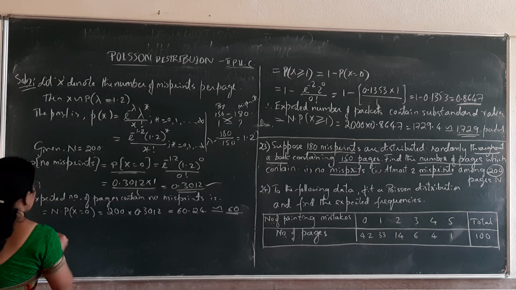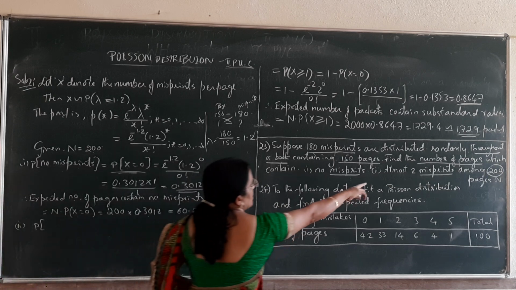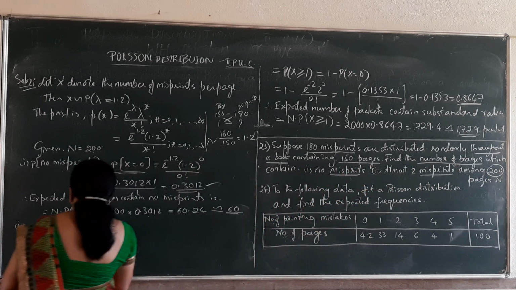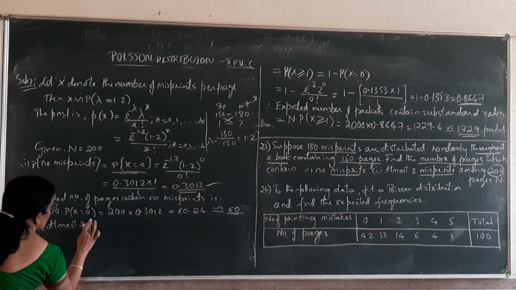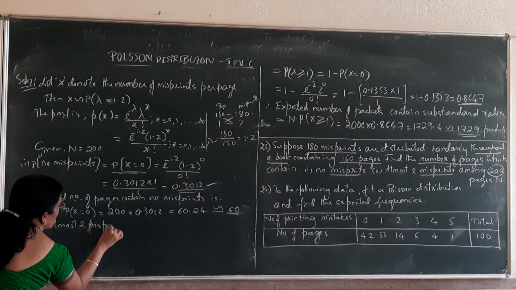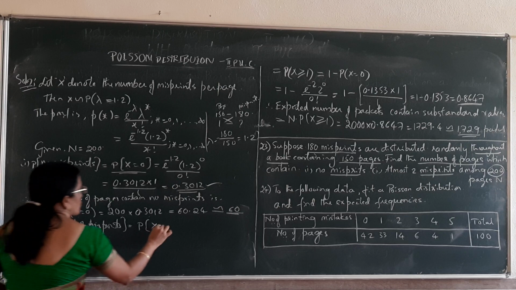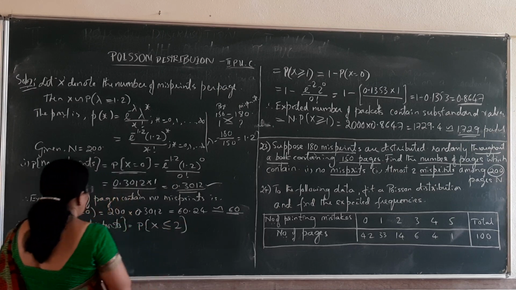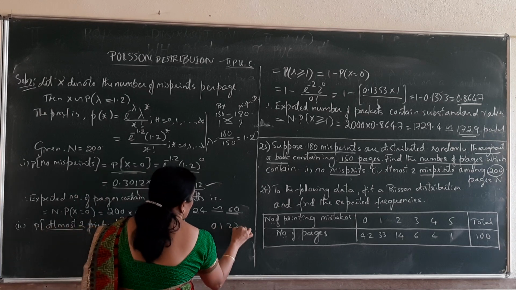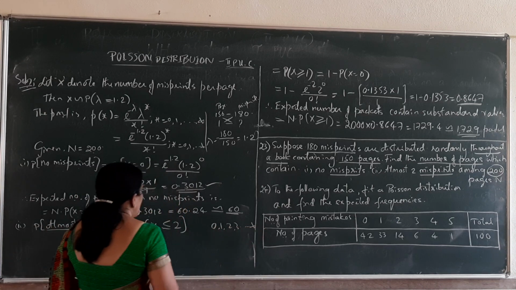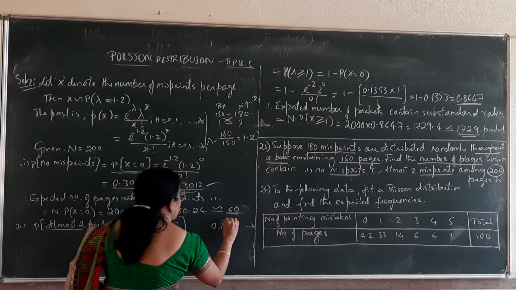Next question, question number 2. Probability of at most 2 misprints, which is equal to probability of x less than or equal to 2. At most 2, less than or equal to 2. Now look at the range 0, 1, 2, 3 up to infinity, right? And we want the values 2 and less than 2. 2 needed and less than 2.